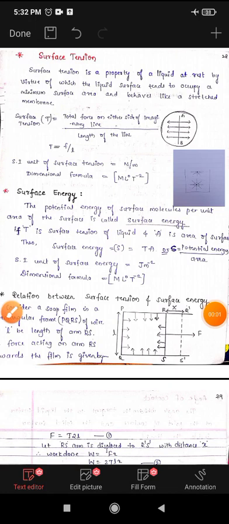Hello students, let's start with the next concept, that is surface tension. This is the last concept of our chapter. Surface tension is a property of a liquid at rest by virtue of which the liquid surface tends to occupy a minimum surface area and behaves like a stretched membrane.